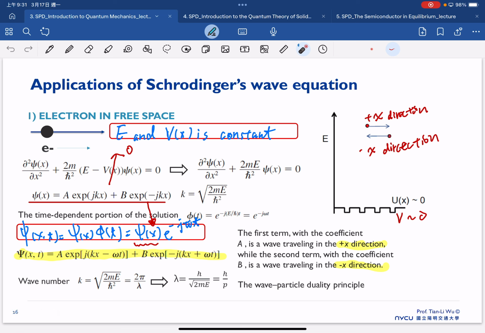Good morning, everyone. So last week, we were talking about how to use the wave equation to understand carrier transport in a piece of semiconductor material. We have described some of the cases, and the other 4 cases we will discuss. Last week we mainly discussed the first case, which is the electron in free space.